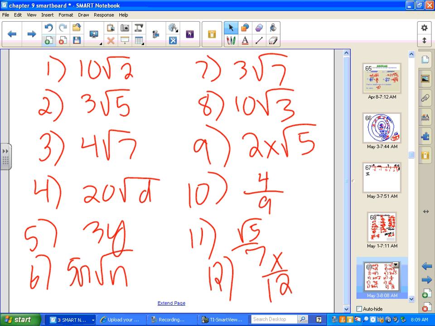No. No. No, you don't have to do that. We're doing square roots. Are you right for what? You mean the square root of 112? Yes.